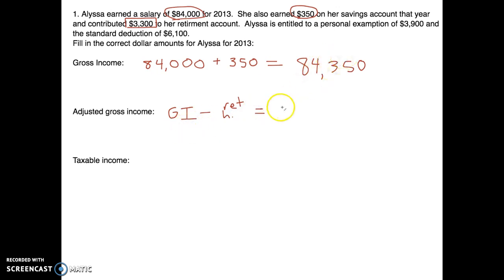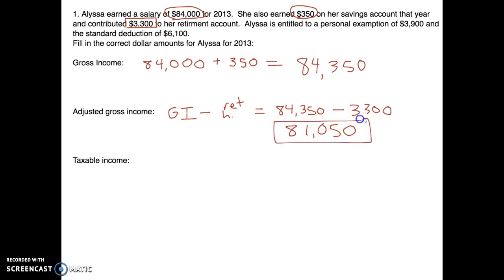So on this one, we would do the 84,350, that gross income. And then we're going to subtract the 3,300 because she doesn't have to pay taxes on that. And then we will get $81,050. And remember, when you enter these, don't put the commas in there. So there's the answer for the adjusted and then this first gross income.